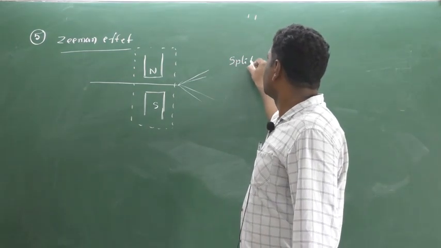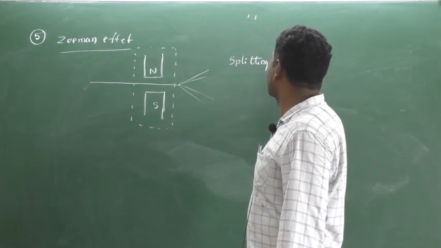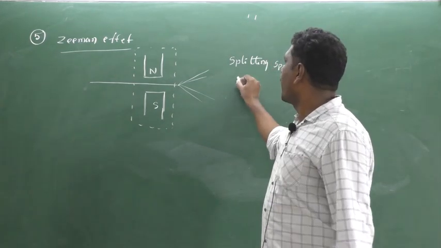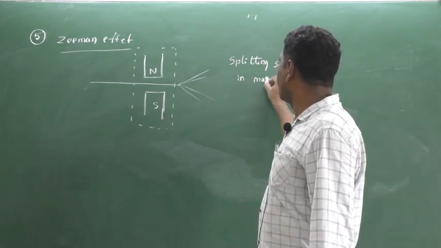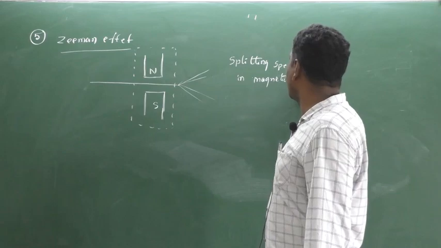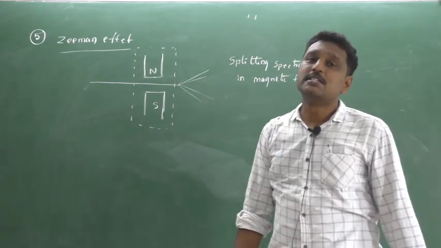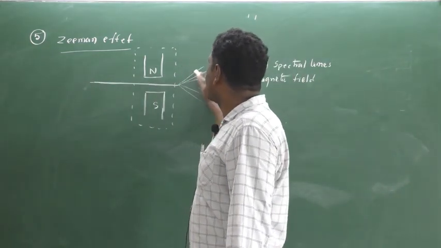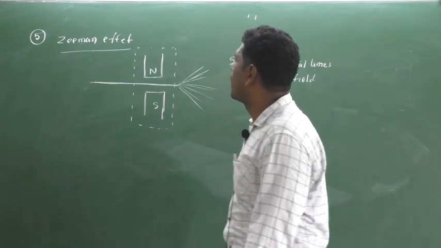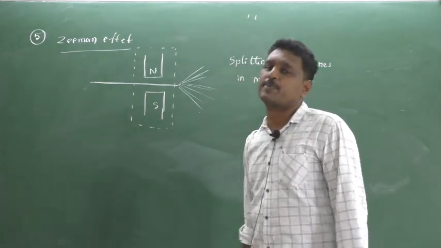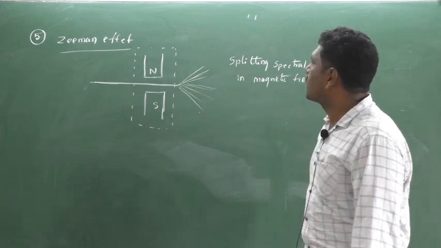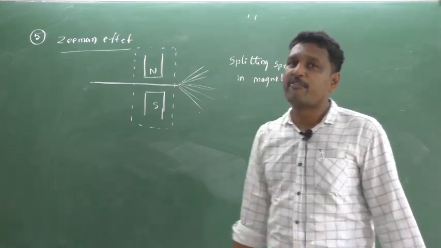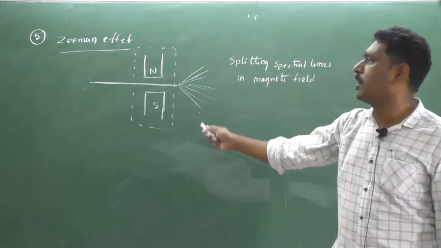Splitting of spectral lines in the presence of a magnetic field is called the Zeeman effect. One single spectral line is split into smaller lines like this. This is also called fine spectrum. So splitting of spectral lines takes place in a magnetic field; that is called the Zeeman effect. This theory failed to explain the Zeeman effect.